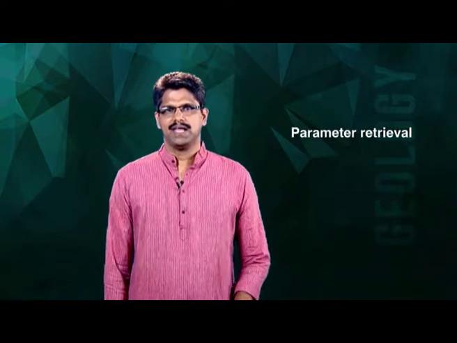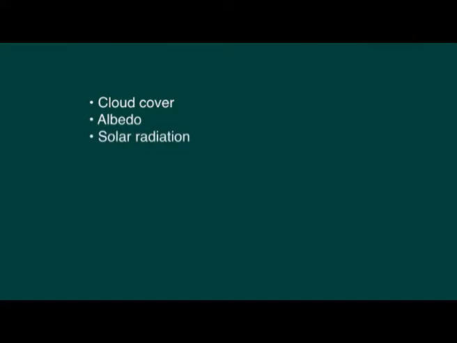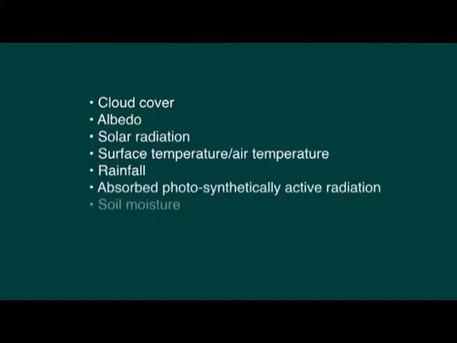Then the developments in satellite meteorology have enabled the retrieval of basic agrometeorology parameters like cloud cover, albedo, solar radiation, surface temperature, air temperature, rainfall, absorbed photosynthetically active radiation, soil moisture and evapotranspiration, etc., which contribute significantly to the understanding of agricultural production forecasting. So think about the parameters that we have listed now. All these parameters otherwise required field monitoring and field measurement, but now everything is possible by remote sensing. Especially meteorological satellites are providing data on a daily basis, or some on a 12-hour basis or 6-hour basis.